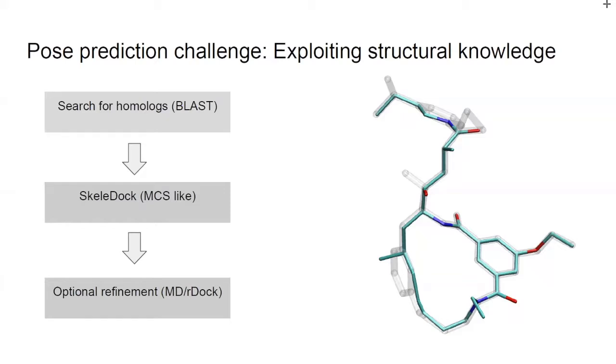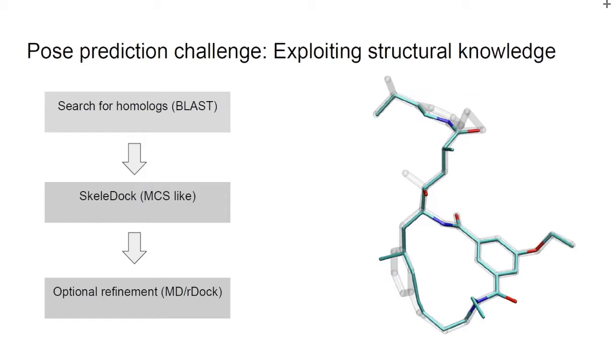Okay. So in the pose prediction challenge, what we did, as some other people did, was just exploit the structural knowledge that you can find in the PDB. As usual, we started searching for homologs. There was a bunch of them, 100 something. We searched for ligands crystallized there which were similar to the ones that we have to dock. And then we developed this program called Skeledock, which is kind of maximal common substructure-like, but with some improvements. And then we did some MD on top.